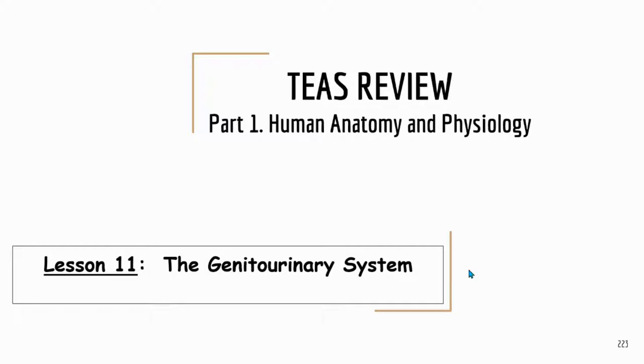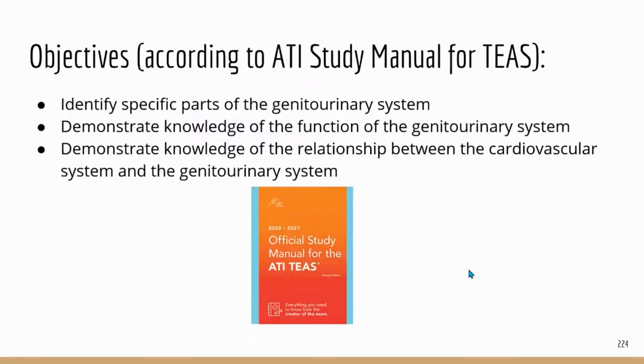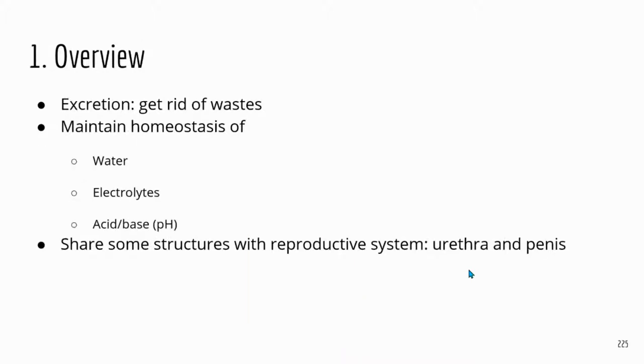Today, we are going to talk about the genitourinary system, also known as your genital system. Some people simply call it the urinary system, which I will probably use throughout the lesson. Just like other body systems, you need to know the different parts of the system, the general function, and the function of each part, each structure and organ of the system. And lastly, TEAS expects you to know the relationship between the cardiovascular system and the urinary system. Why is that? We're going to talk about it in a few minutes.